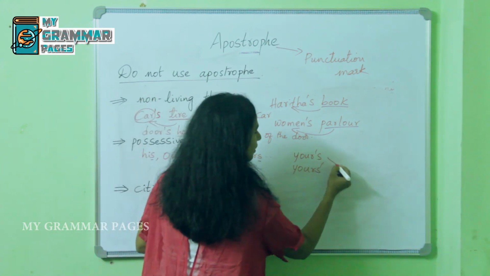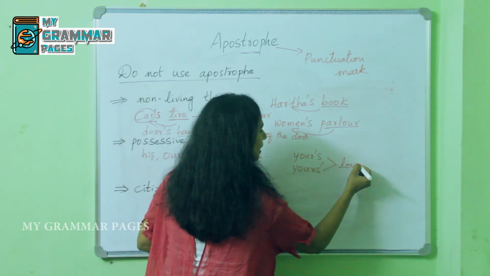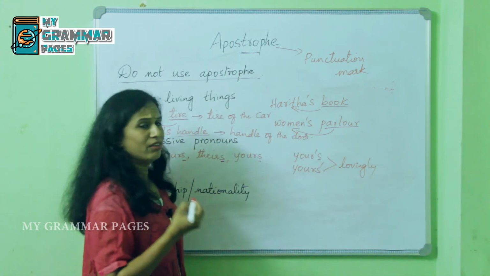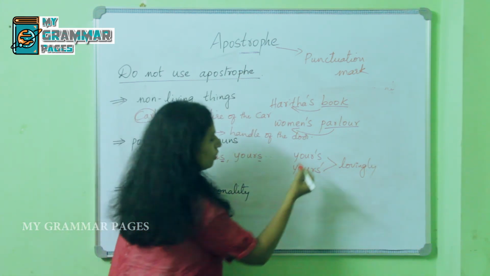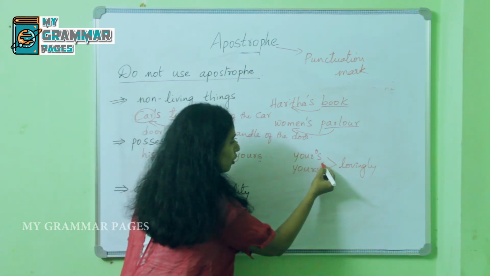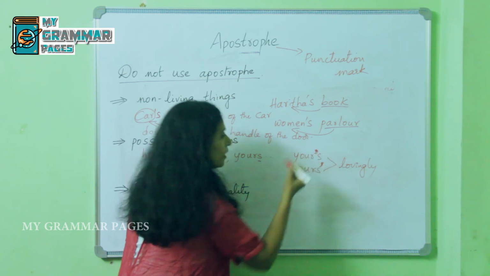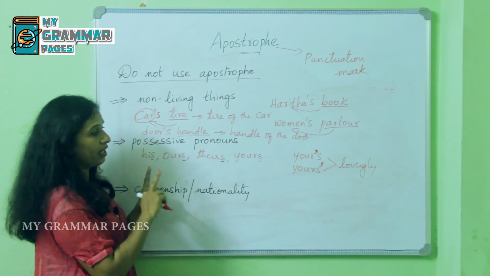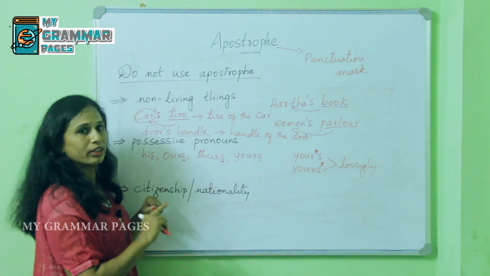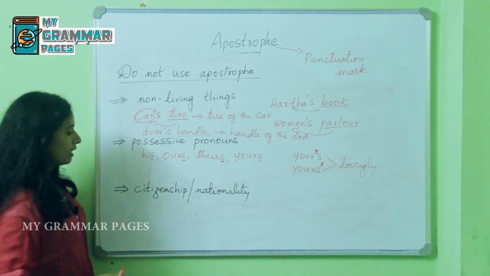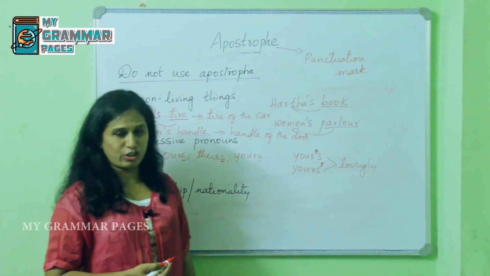Mostly children will have confusion while writing the subscription, that is 'yours lovingly'. They have a lot of doubts. They'll be in a dilemma whether to keep an apostrophe over yours or not. If so, why shouldn't we keep it? Okay, these are the possessive personal pronouns where we are not supposed to keep an apostrophe, though they are ending in S. Okay, and the next one is citizenship or nationality.